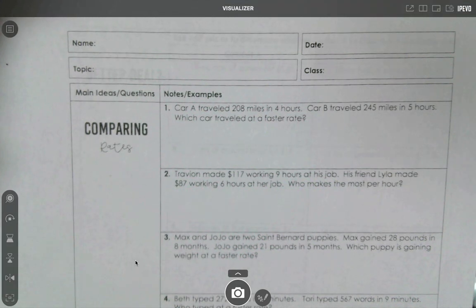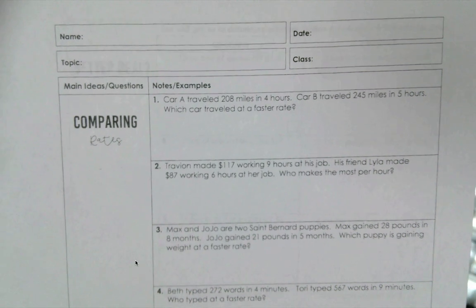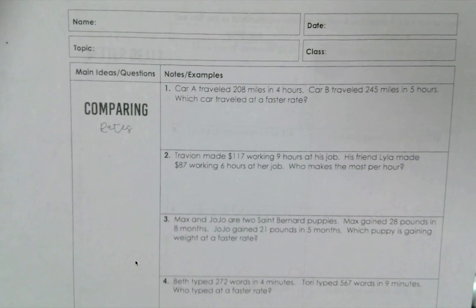All right, friends, we are now moving on to comparing rates. Okay, so when we've done ratios, we have found rates, and we've found unit rates. So at this point, we're going to compare rates. And before you compare rates, you have to understand unit rates, which is the notes that we just completed.